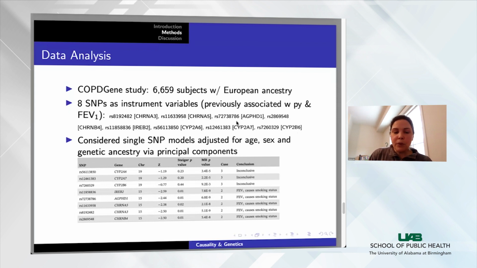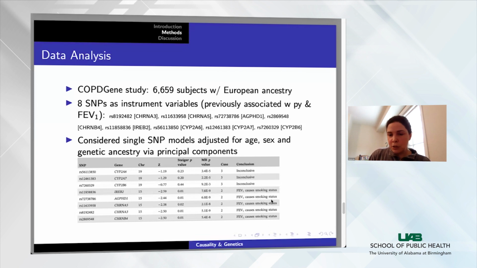We're not sure, but there's definitely been associations with these regions with both smoking and FEV1 in other studies, and in particular in the COPD gene study. So looking at the single SNP models, adjusting for age, sex, and genetic ancestry via principal components, the MR Steiger approach was inconclusive about pack years causing FEV1 for the chromosome 19 SNPs, but for the chromosome 15 SNPs, we were seeing that FEV1 was causing smoking status. And so it's kind of an opposite direction of maybe what you would have thought. And so this was kind of interesting results.